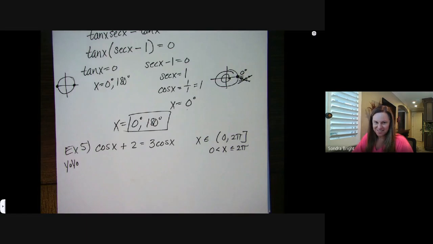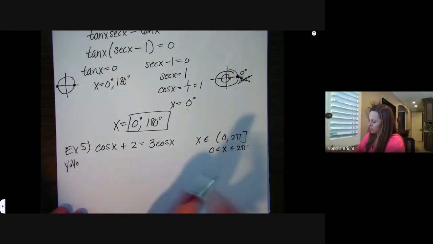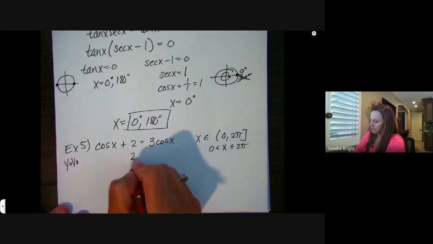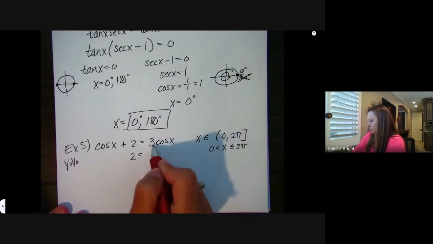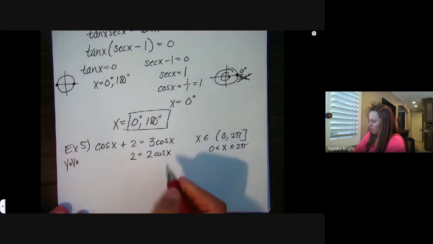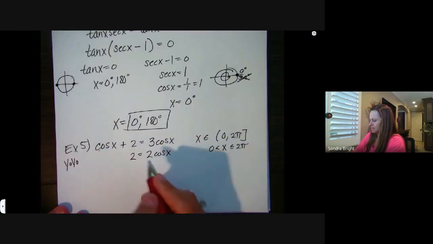All right, hopefully you paused. Hopefully you tried it on your own. What you want to do is combine like terms, subtract the cosine of x from both sides, and you'll have 2 is equal to 3 cosine x minus 1 cosine x, which is 2 cosine of x. Dividing both sides by 2 will give you that 1 is equal to cosine of x.